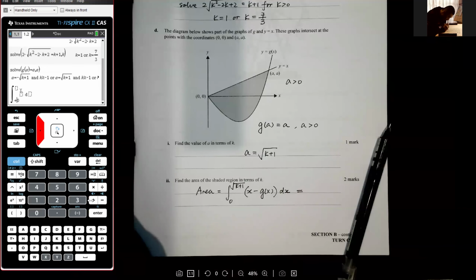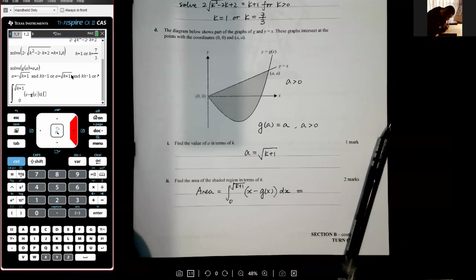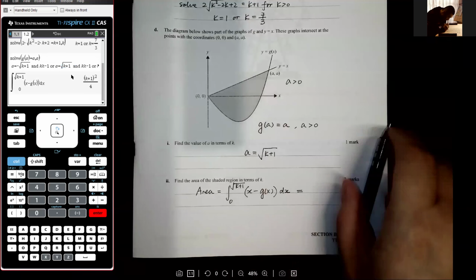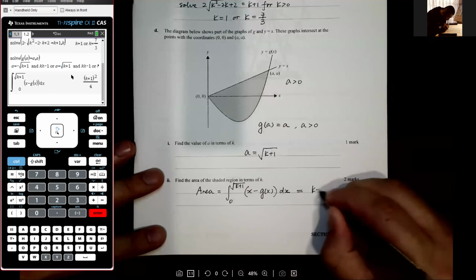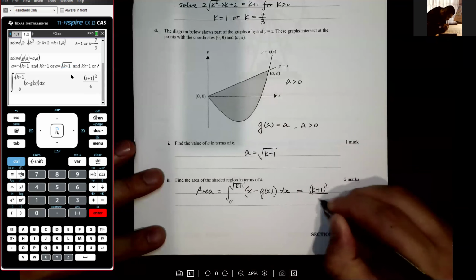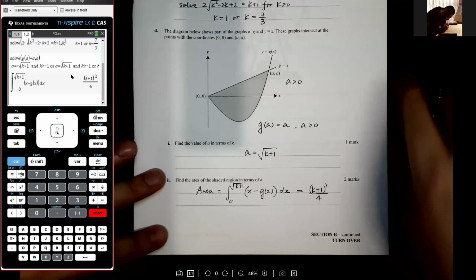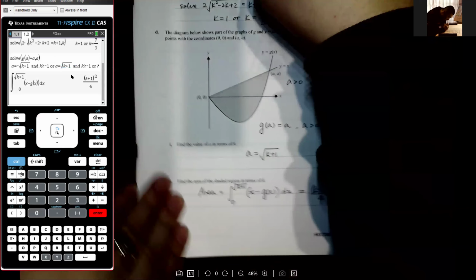So I would say the first question is very straightforward. It's just a matter of applying your CAS calculator appropriately. And eventually the answer is (k plus 1) squared divided by 4. Okay, so we can move on and look at the other question.